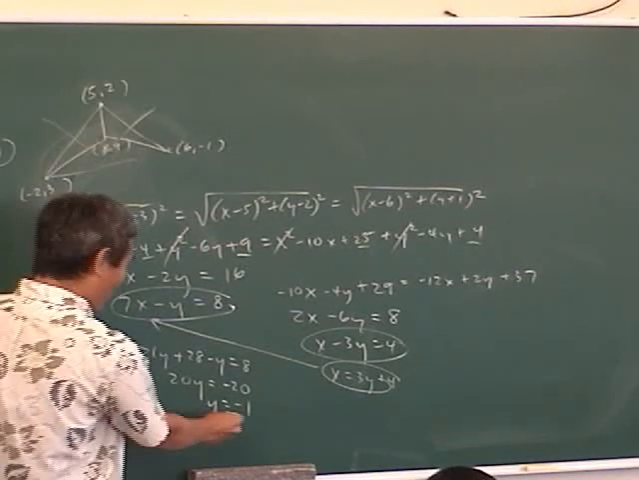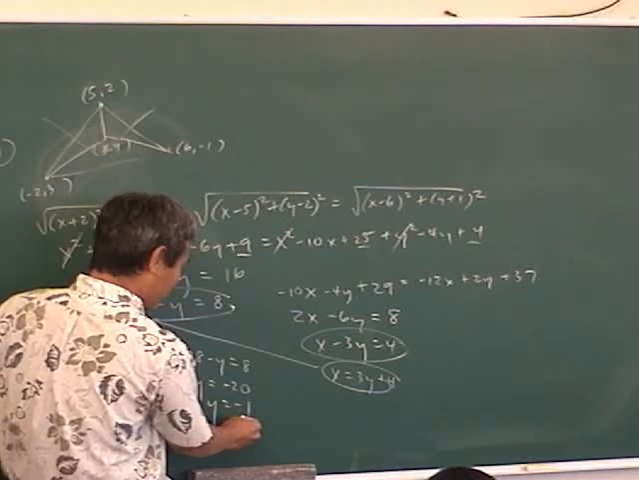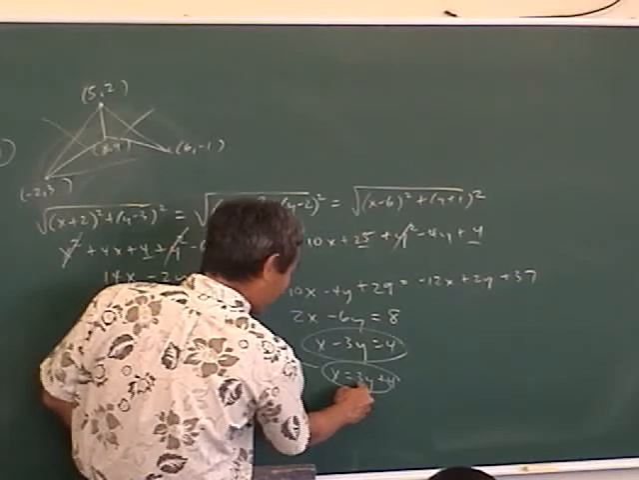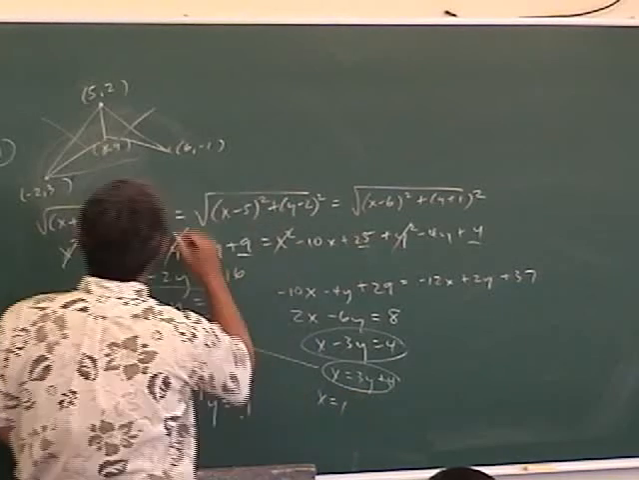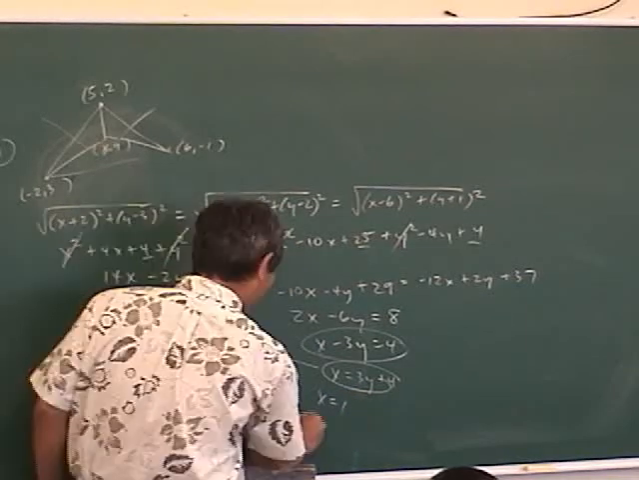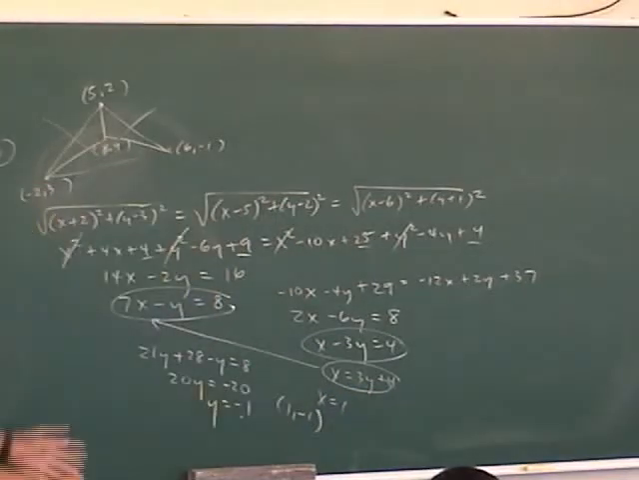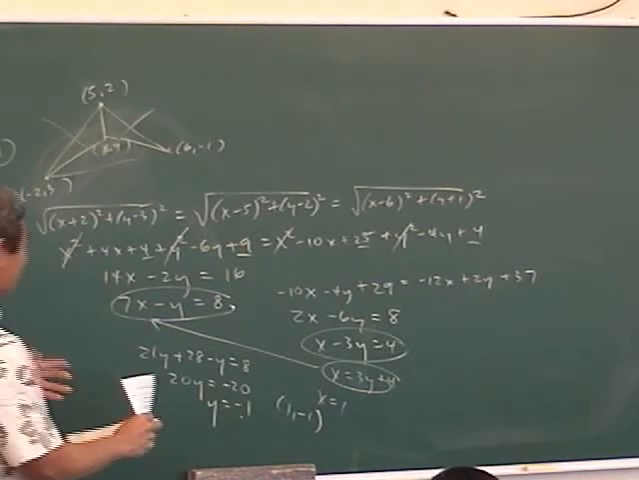And then once you get y, how do you get x? You plug it in here. So what's 3 times negative 1 plus 4? 1. So therefore, the coordinates of the circumcenter are (1, negative 1). See, it's all algebra. There are no tricks in this problem. It's just algebra.